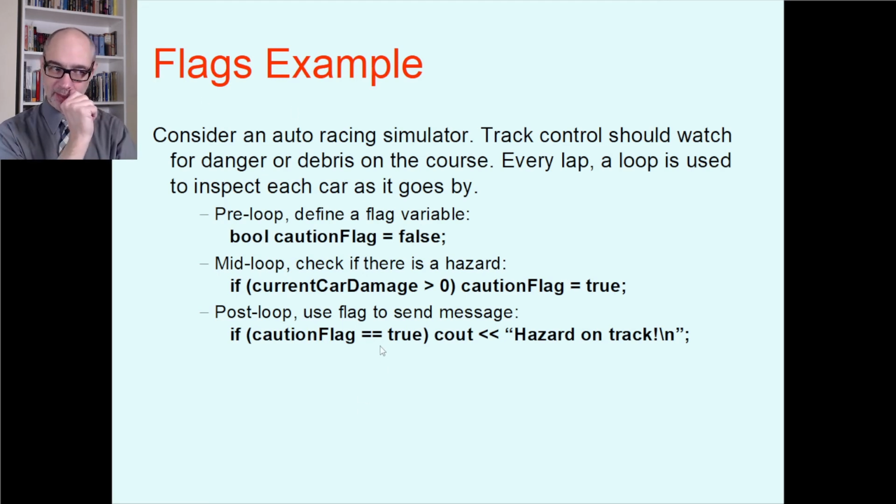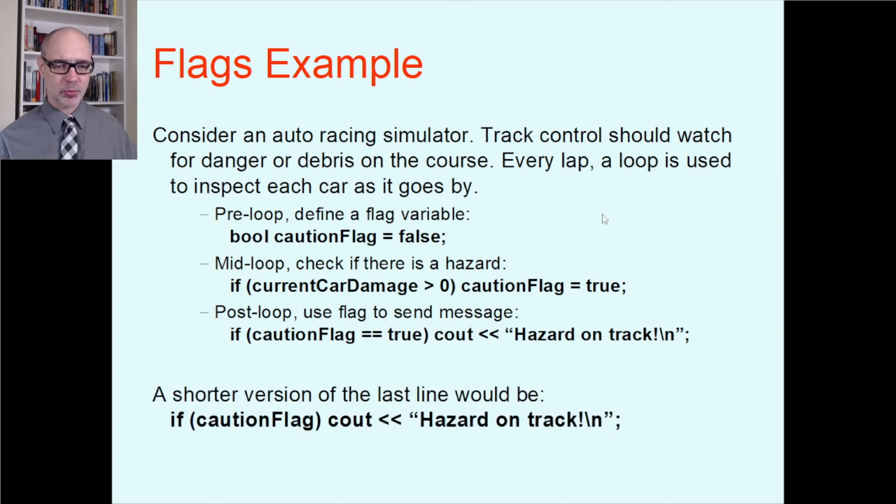Now, let me just look at that last if statement there. So I've got if caution flag equals true. There's actually a shorter way of writing that. You could have written it like this, right? You could just say if caution flag, then print out hazard on the track, and it would do the exact same thing. Because of course, an if statement wants to see a Boolean in the parentheses, and caution flag actually is a Boolean, right? That's the whole point of what the if wants to look at. So whether caution flag is true or false will trigger whether the if happens or not, perfectly fine. That's all the if needs.